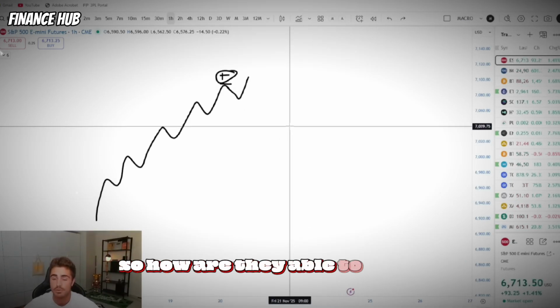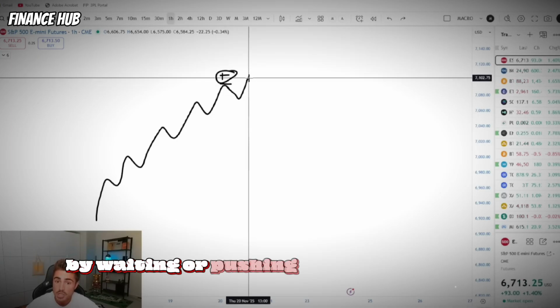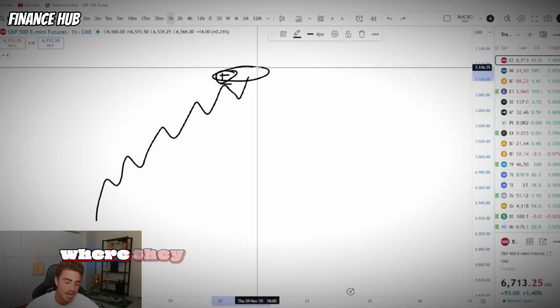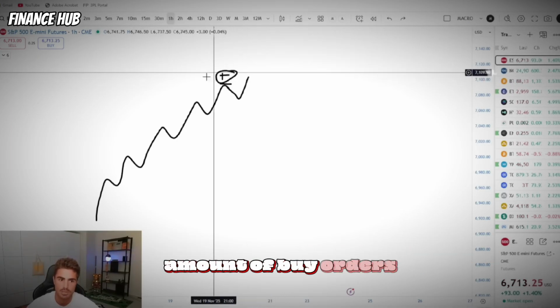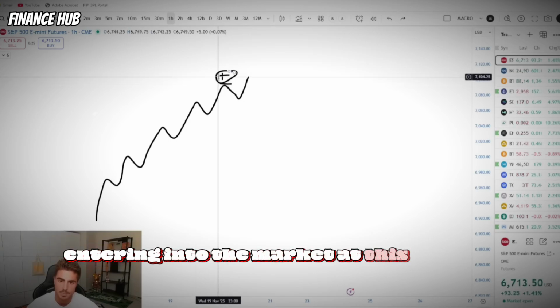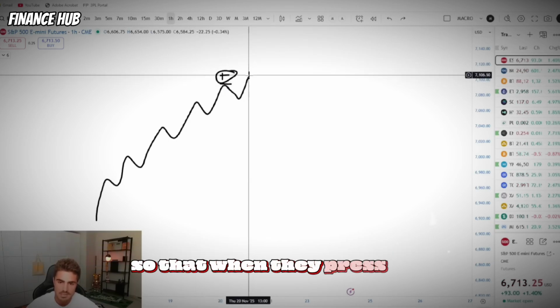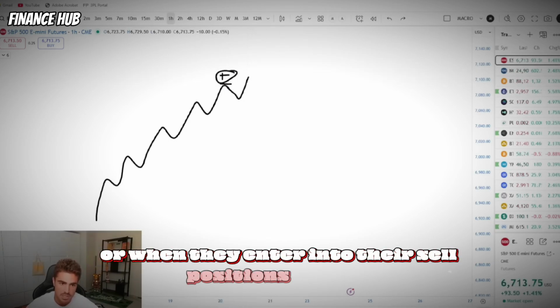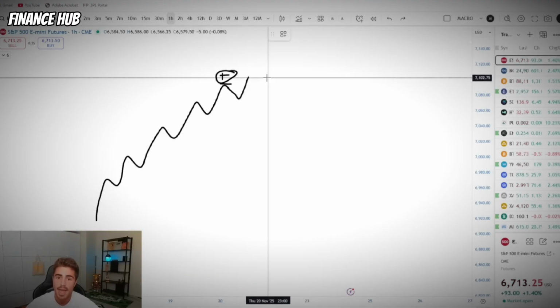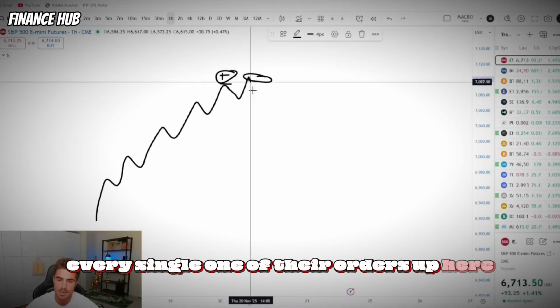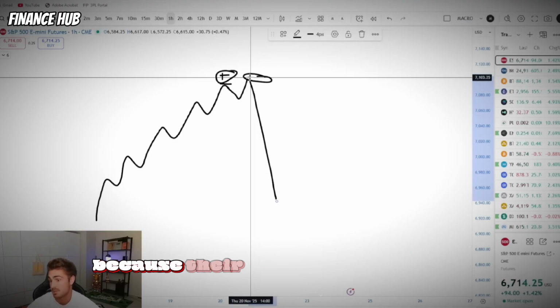So how are they able to do that? By waiting or pushing price above a high where they know that there's going to be a massive amount of buy orders entering into the market at this point in time, so that when they press sell, or when they enter into their sell positions up here, they're able to fill every single one of their orders up here and then move price in the direction that they want, because their sell orders got filled.